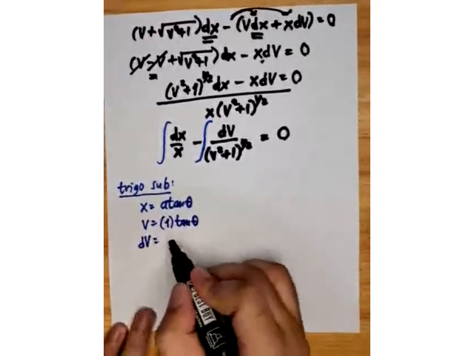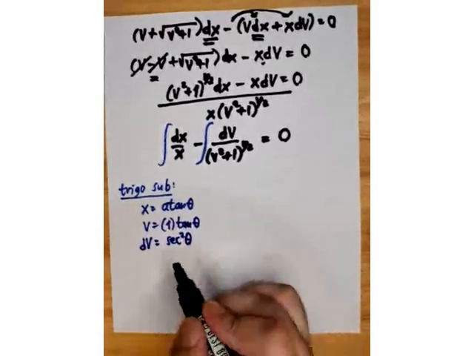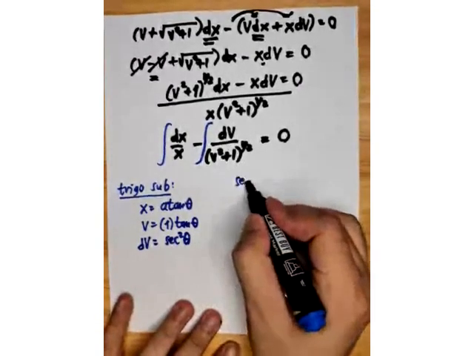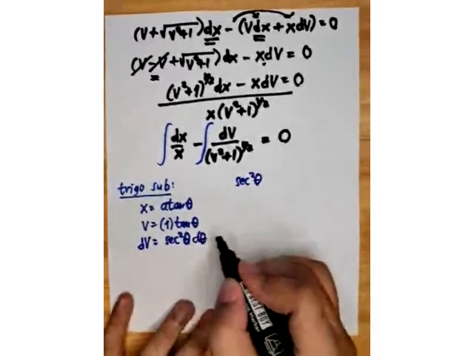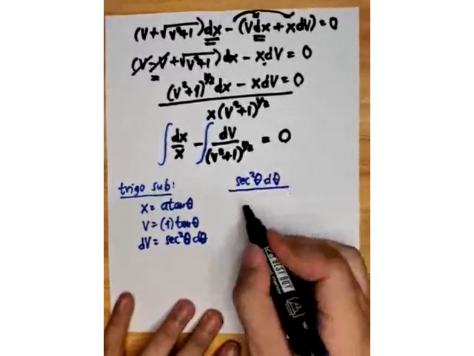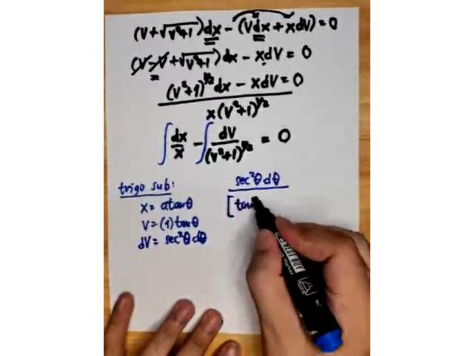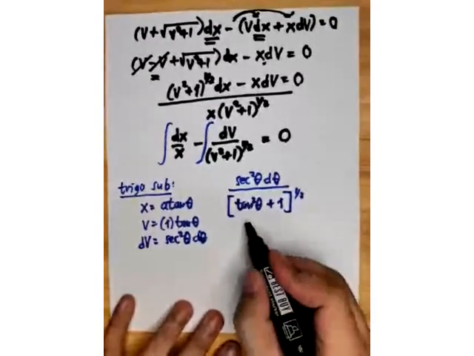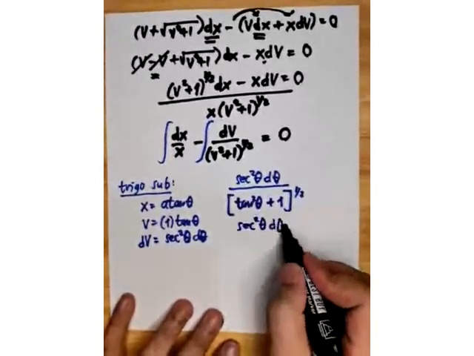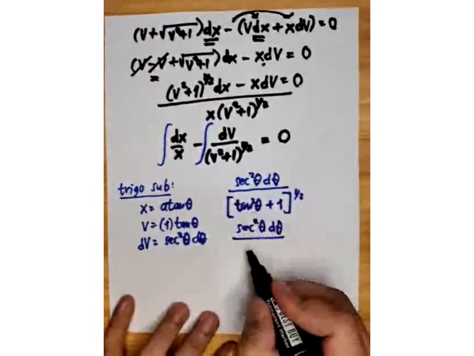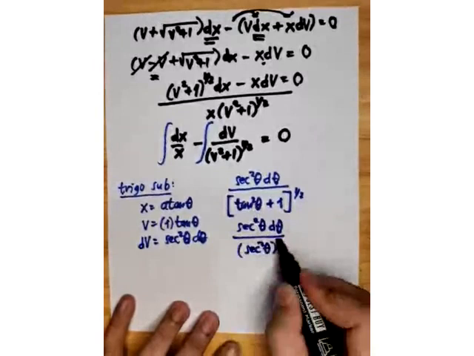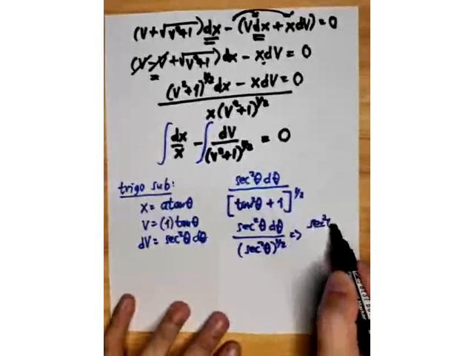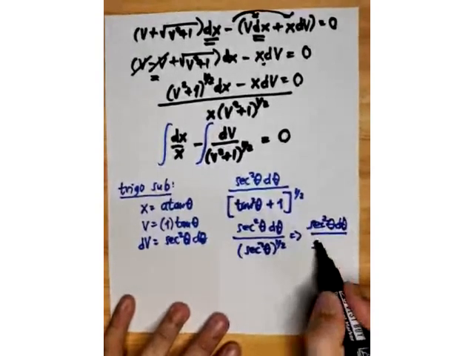Okay, so let's derive it. So dv is equal to secant squared theta. So let's substitute both dito. So we'll have secant squared theta d theta all over quantity tangent squared theta plus 1 raised to 1 half. This is secant squared theta d theta all over secant squared theta raised to 1 half. So that means this is equal to secant squared theta d theta all over secant theta.